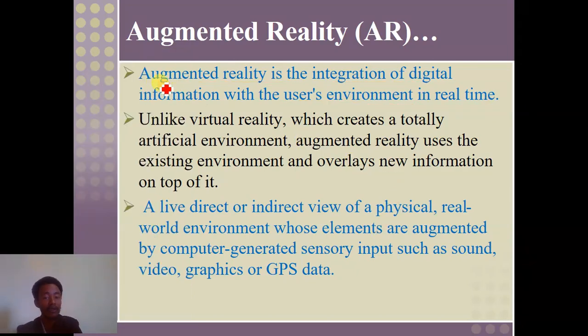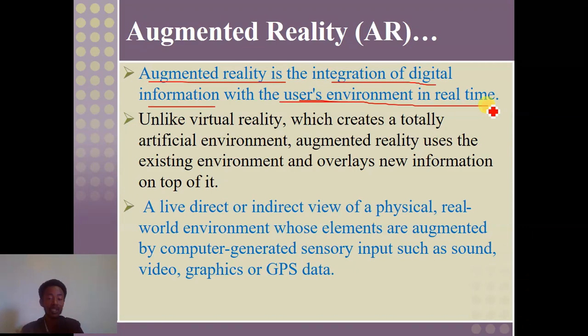So the main idea of augmented reality is the integration of digital information with the user's environment in real time. During real time, we are able to add computer-generated effects, computer-generated digital information, upon the real world entity in order to enhance its appearance for the users.